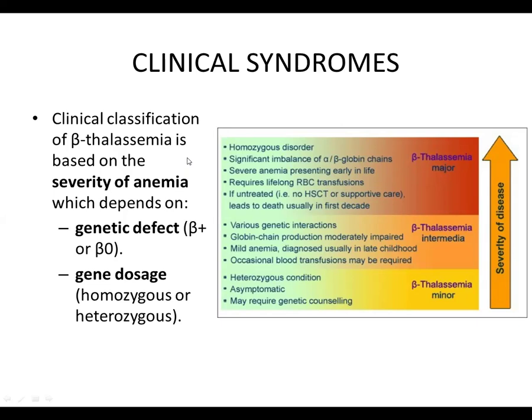In cases of beta thalassemia minor, this is a heterozygous condition. One of the alleles is mutated, the other is normal, and therefore these individuals are asymptomatic and do not require frequent blood transfusions, but they do require genetic counseling.